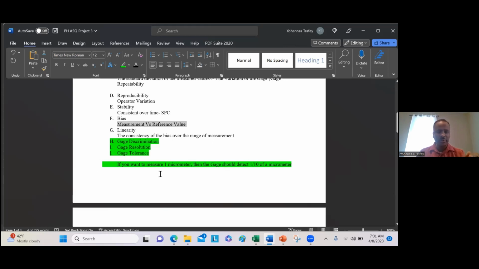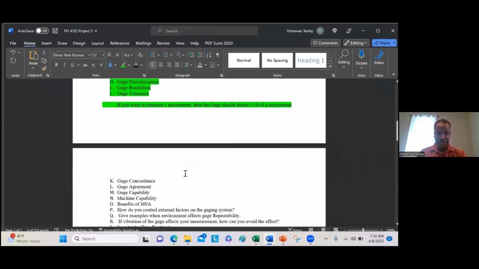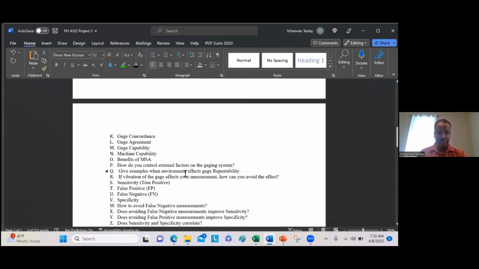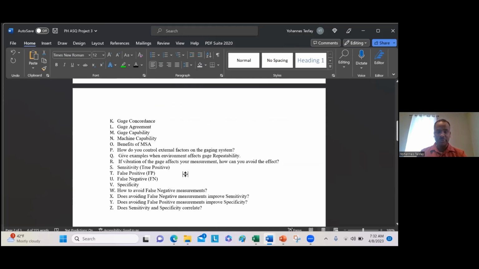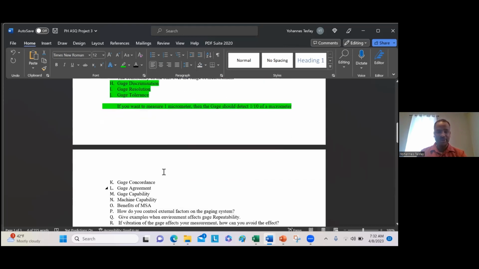2 micron. Can it detect 2 micron? If it cannot, the gauge discrimination is not sufficient. So this is a key point not to be forgotten.